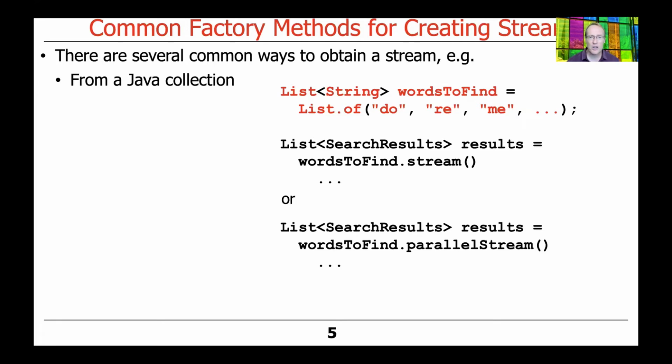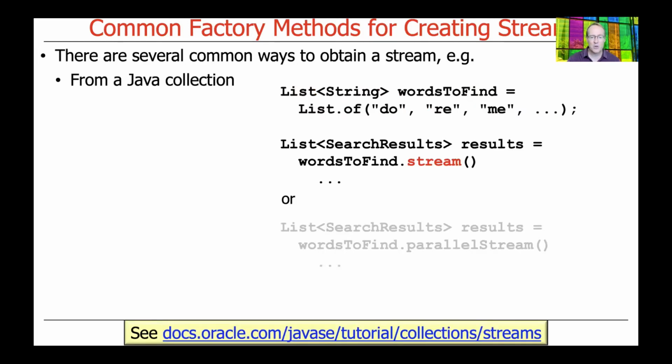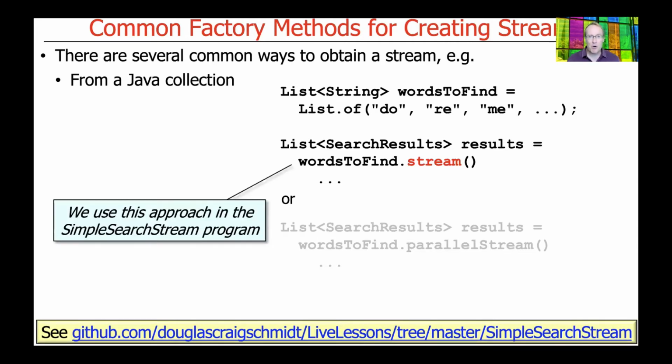So in this case, we're going to use the List.of factory method to go ahead and make ourselves a list of strings. And then once we have ourselves this collection, we can then use various factory methods to convert this into a stream. So here's a very simple example where we say wordsDefined, which is our list of strings, .stream, and that goes ahead and will create a stream. And then eventually we'll convert it back into a list of search results, which we'll talk about later. This is the approach, of course, that we use in our simple search stream program.